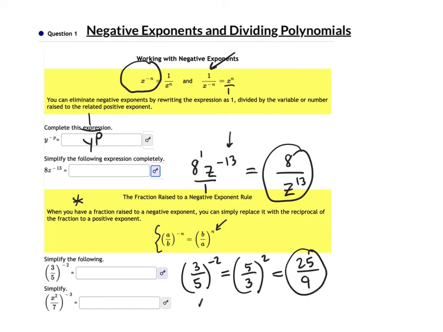For the last one, x squared over 7 to the negative third becomes 7 over x squared to the third. 7 to the third, time for a calculator. 7 times 7 times 7 is 343. 343 over x squared cubed. This is the power to a power rule. When you have an exponent on an exponent, you multiply your exponents. That's x to the 6th.